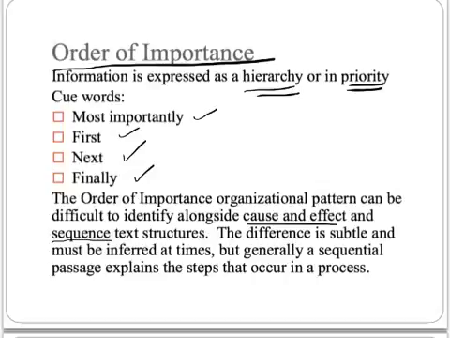The difference is subtle, and it may be inferred at times, but generally, a sequential passage explains the steps that occur in a process, whereas the order of importance lists which events are most important. For example, the difference might be your parent describing to you the steps that occur to clean your room, or your parent describing to you which things are most important to get cleaned in your room.